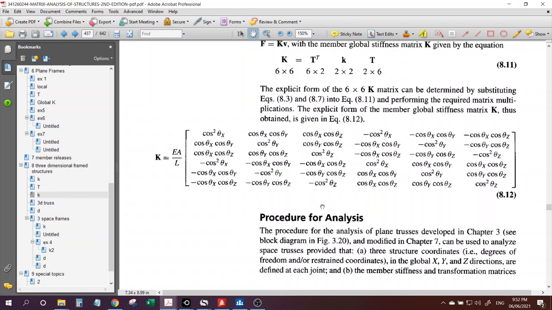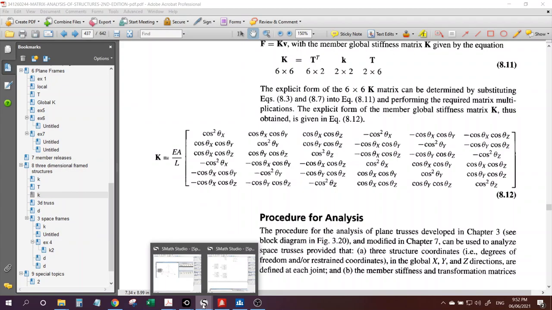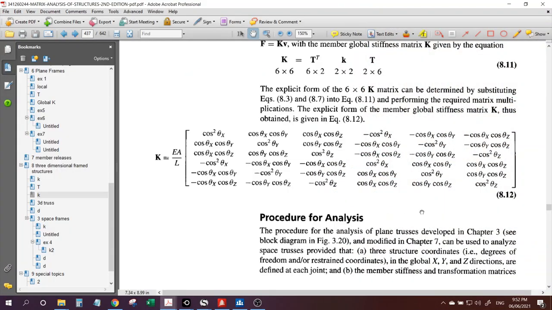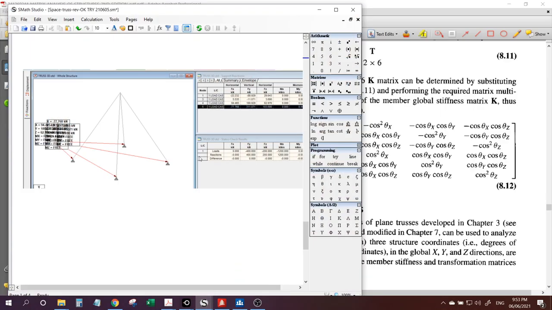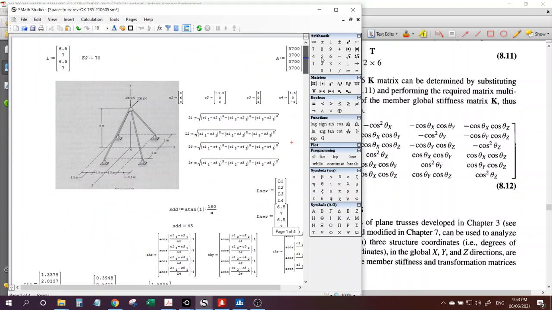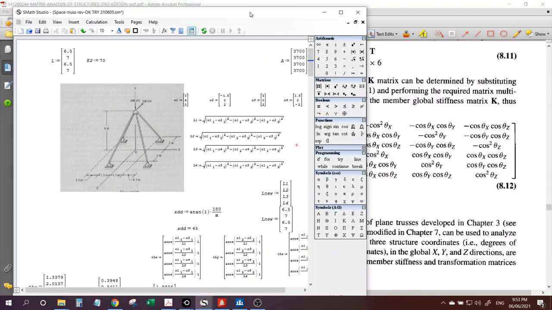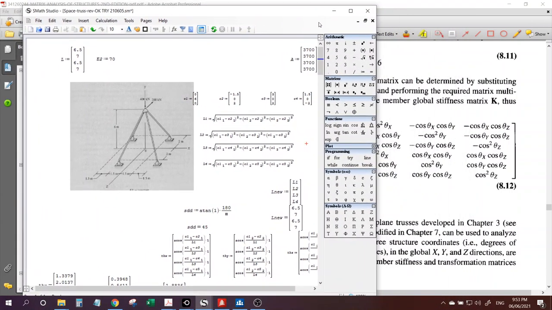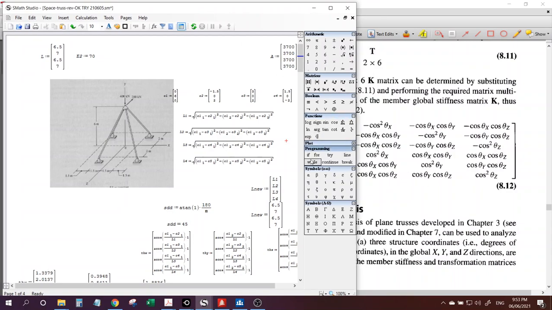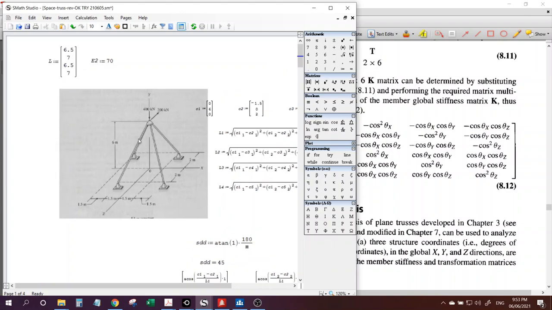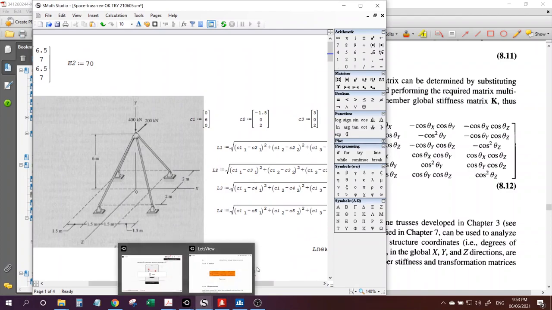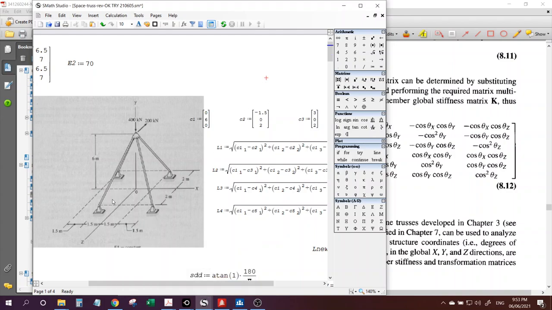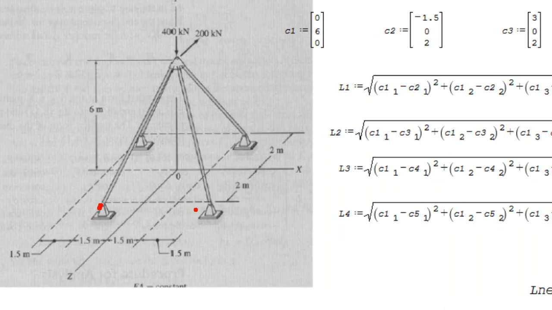With that, let's implement this in our spreadsheet. Let's solve a problem. I got this one from our reference. It's a 4-member truss, actually loaded members, and you can get the coordinates of these points.